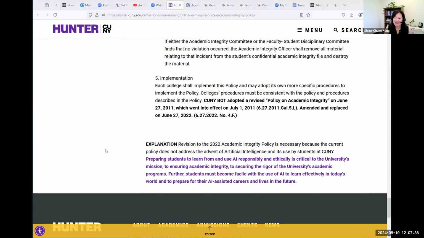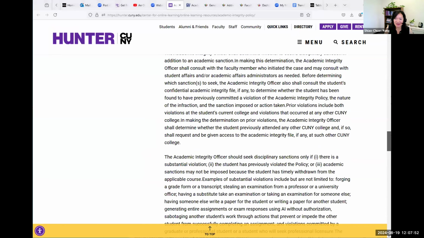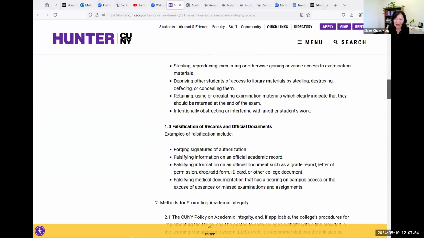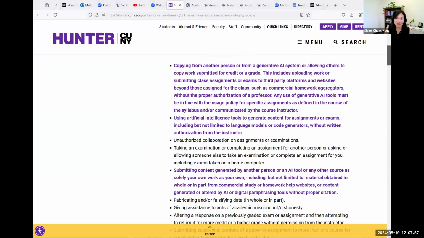I chose to read that because I think it's very important, even though it is offered just as an explanation and comes at the end of the policy. I think that is important information for professors to consider. And so now let me scroll back up the page, and I hope not to make you too dizzy, and highlight the parts about the policy relevant to AI.